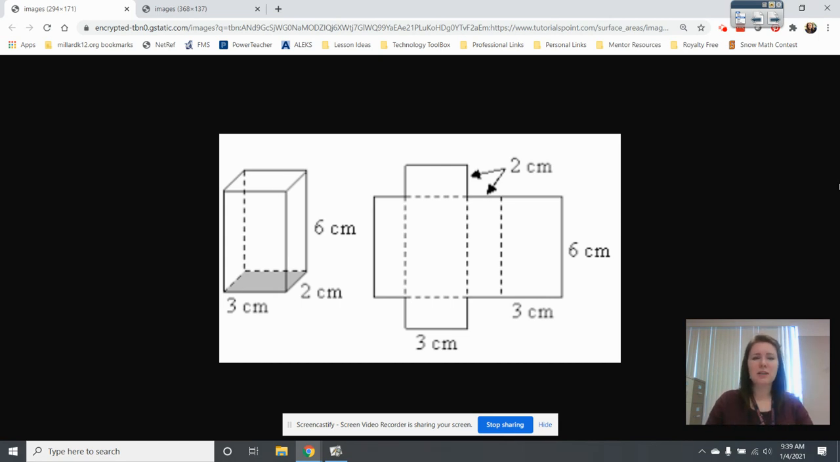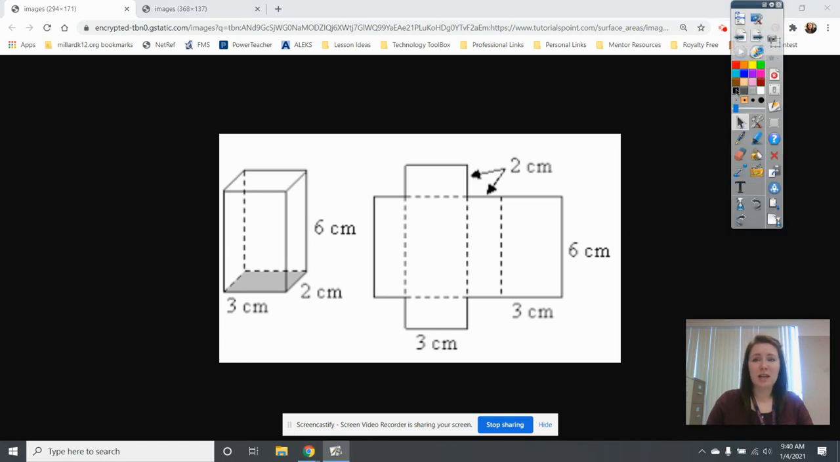What I have here on the screen is called a net of this prism. This is a rectangular prism, and we cut it up so that we could lay it flat on the paper, which ended up as this. This is our net. There are a bunch of ways to find surface area, so let me tell you one way. You just find the area of each rectangle.